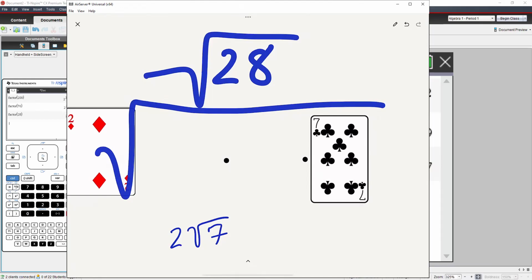Whatever you took out as a pair goes outside, and if you've taken out more than one pair, you multiply those numbers.